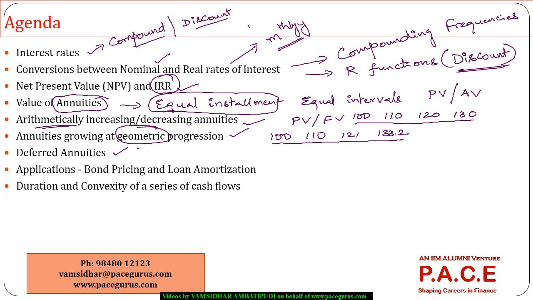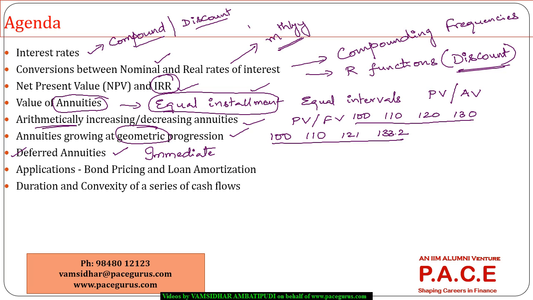Then the other aspect that comes in is deferred annuities, where the annuity is not starting immediately, but it is starting after a couple of years. So annuity itself is nothing but it's an equal installment in equal intervals of time. Now instead of starting immediately in the current year period itself, it will start probably a couple of years later. If that's the case, how do I compute the present value or the future value of that particular annuity? So we are bringing in those kind of calculations as well.